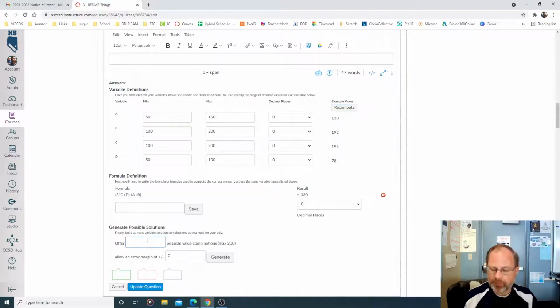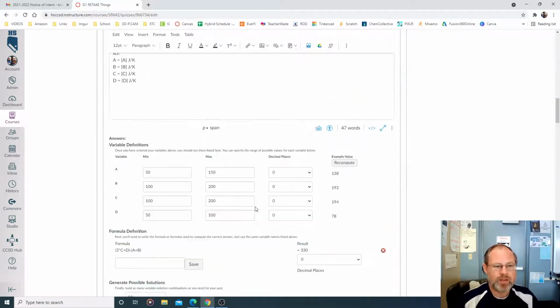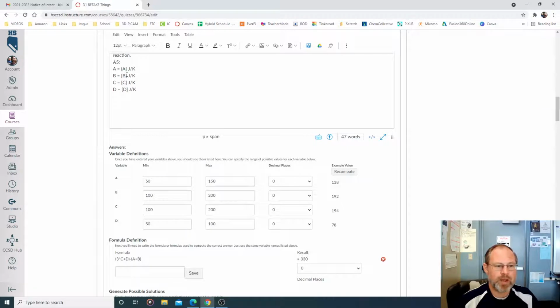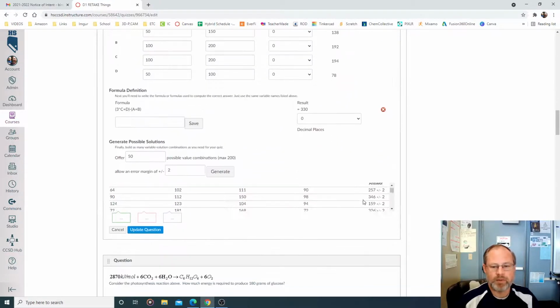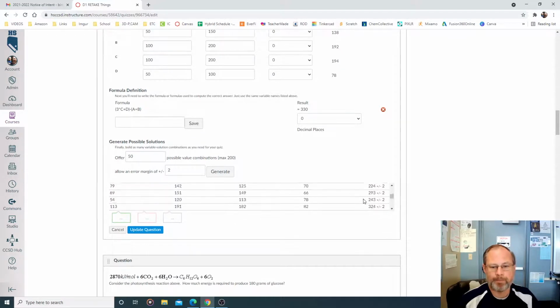Now I'm going to offer the kids 50 different options, and I'm going to give them an error of 2. I always give them an error of 2, even though honestly they're whole numbers. They shouldn't get them. So generate. Now when they take this test, each of them is going to get a different A, a different B, a different C, and a different D. And these are the possible options that are going to come up.